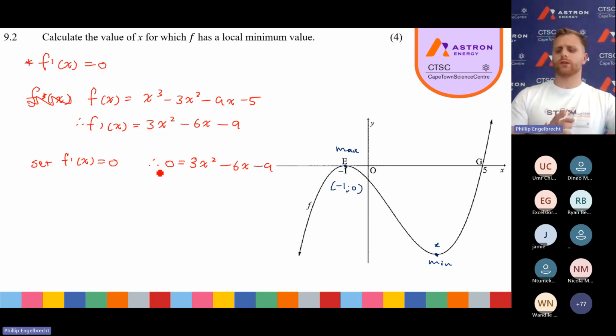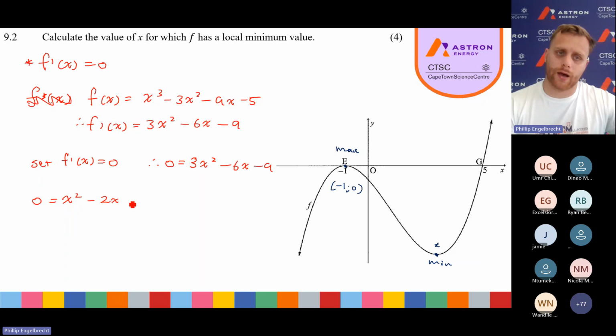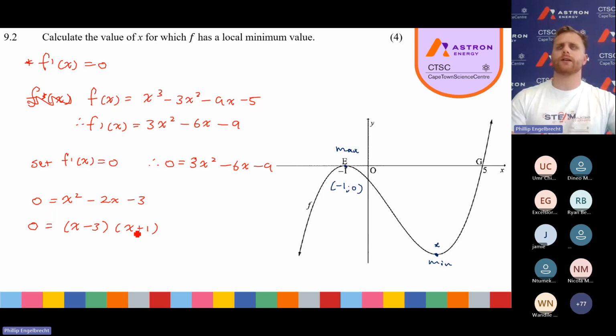Okay, guys, and all we need to do is find the x values. If we divide this whole side by 3, we get that 0 is x squared minus 2x minus 3. And if you factorize this, now factors of 3, if I add them together to give me -2, that is (x minus 3)(x plus 1). And think about it, -3 times +1 is -3, -3 plus 1 is -2, so I'm on the right track. Therefore, x is either -1 or 3.